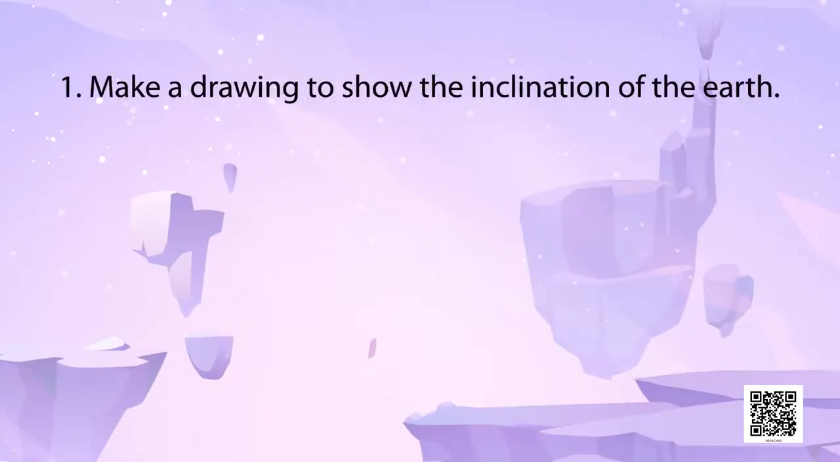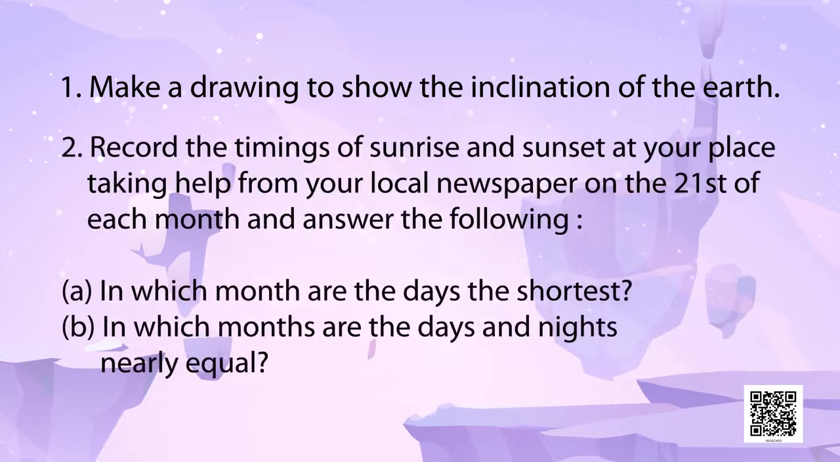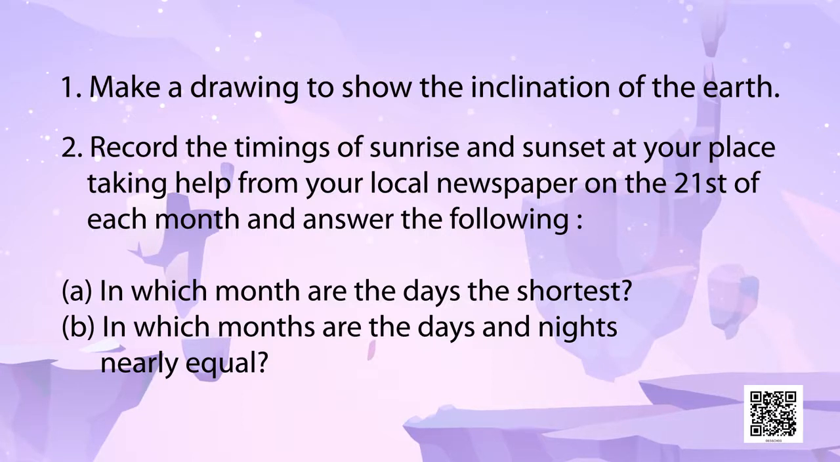Now, students, you have to do something on your own. Number one, make a drawing to show the inclination of the earth. Number two, record the timings of sunrise and sunset at your place, taking help from your local newspaper, on the 21st of each month, and answer the following. A. In which month are the days the shortest? B. In which months are the days and nights nearly equal?